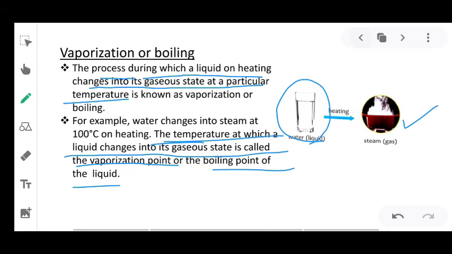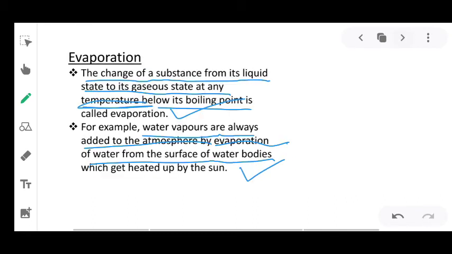Okay, evaporation, freezing, fusion, all these processes require a particular temperature, but in evaporation the liquid changes into gaseous state at any temperature below its boiling point, and that process is called what? Evaporation.